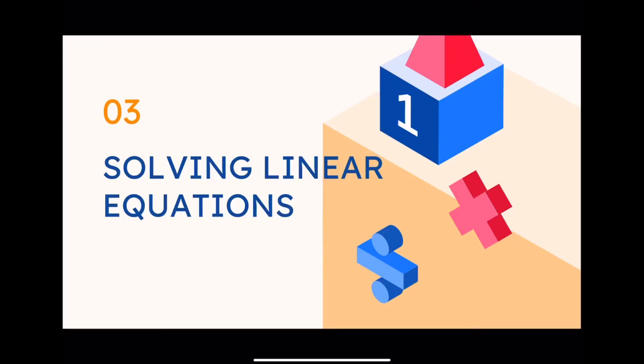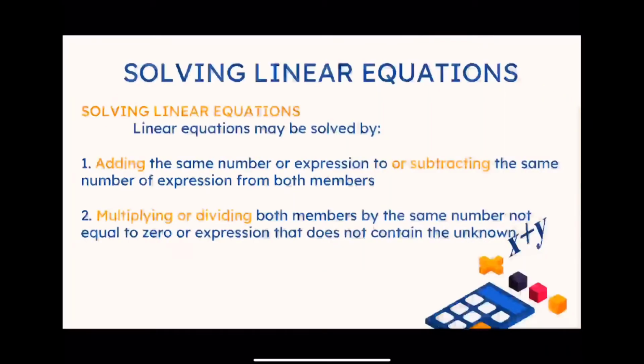How do we solve linear equations? So for us to be able to solve linear equations, we generally, at the minimum, have two steps to do that. Number one is either you add the same number or expression, or subtract the same number or expression, from both members. That is what I mentioned in the previous video: when you add something on the left side, you should add it also on the right side to make the equation balanced, in the sense that we did not change the given.